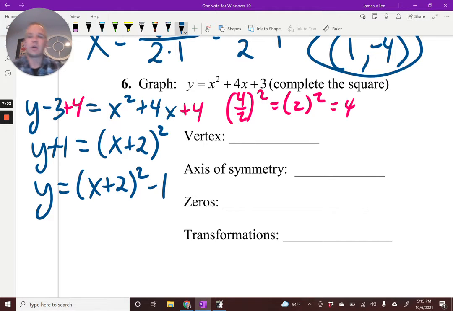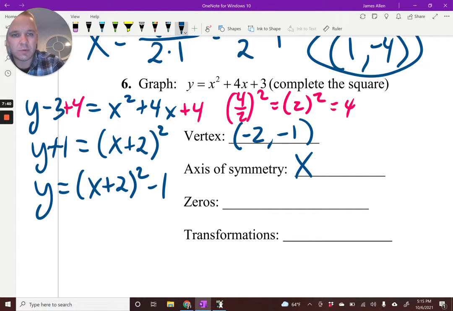And of course, with this one, I could have just done negative b, or opposite of b divided by 2a, and got my vertex by plugging back in like we just did in the previous problem. But this one did specifically say complete the square. So I'm doing that. My vertex from this would be negative 2 comma negative 1.